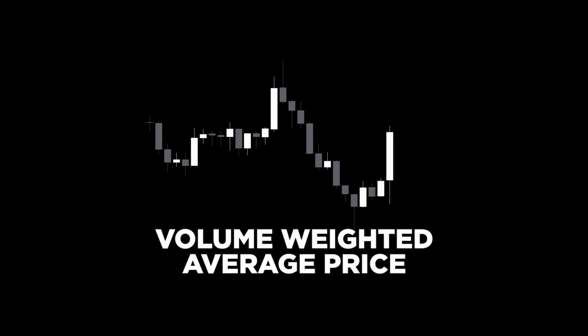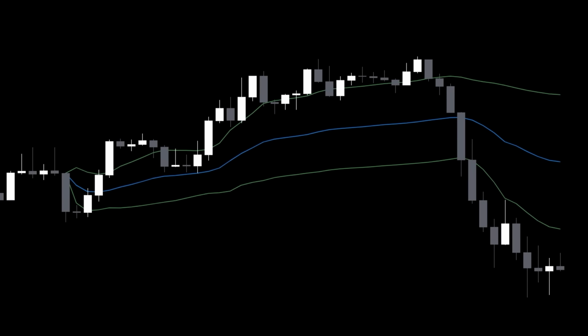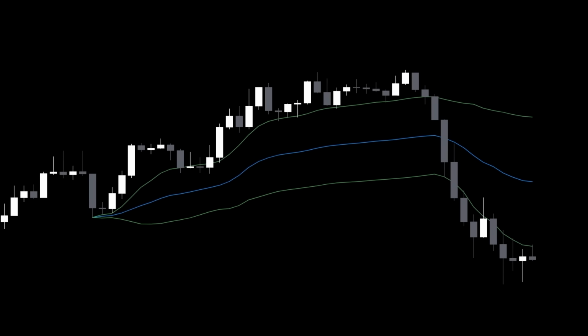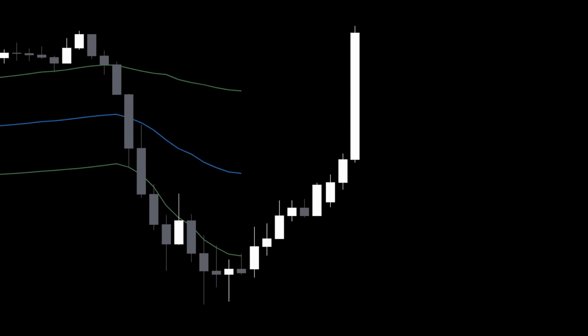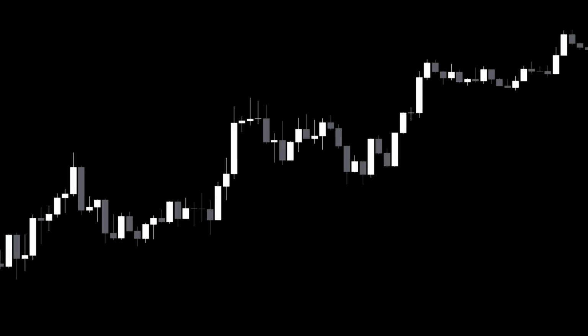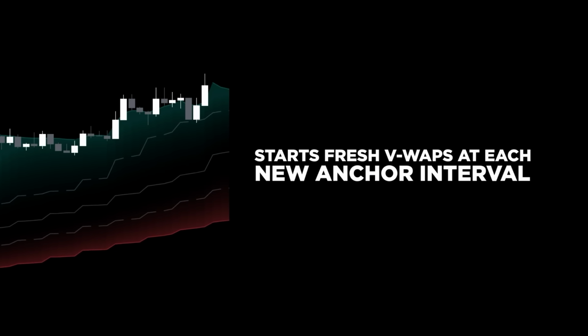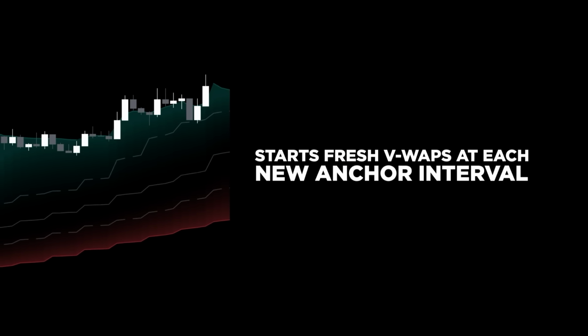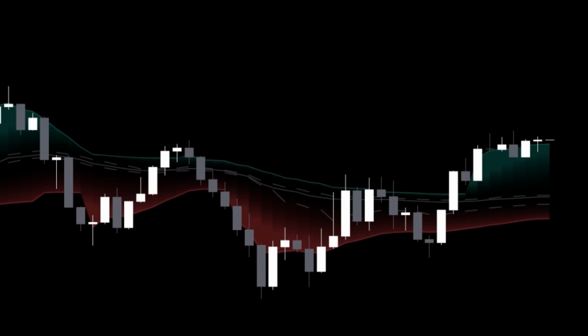Let's get into it. A VWAP is the volume-weighted average price, the true where money changed hands level over a span of time. Classic anchored VWAPs start at a single event, like the session open or a major low, and that's useful until market context shifts and your one anchor stops telling the whole story. Rolling VWAP Channel takes a different approach. It constantly starts fresh VWAPs at each new anchor interval. Think every hour, week, or month, then keeps them all updating in parallel.